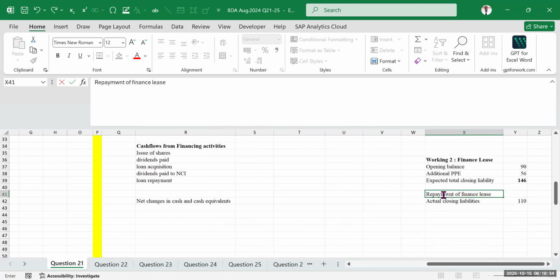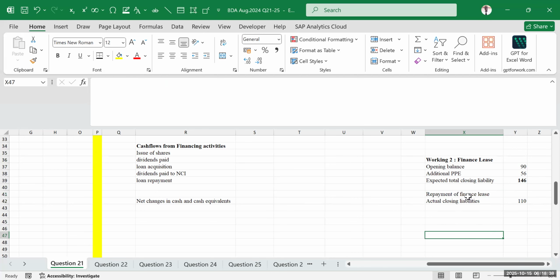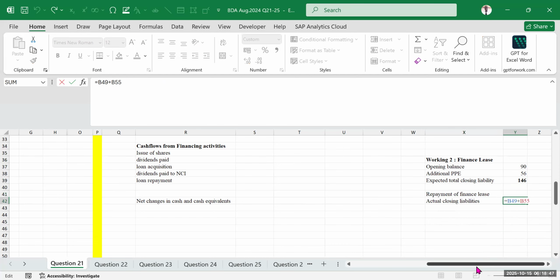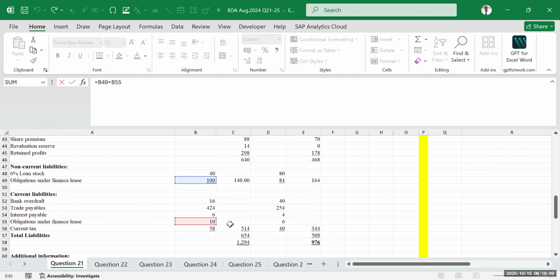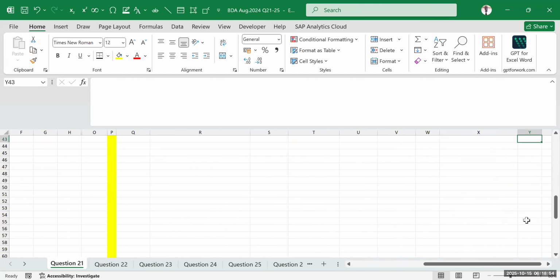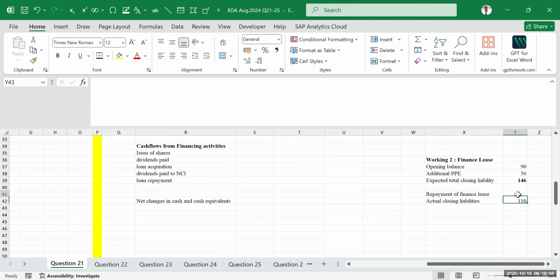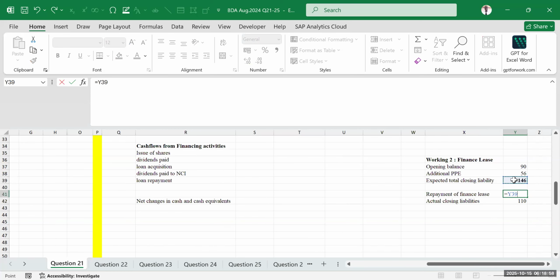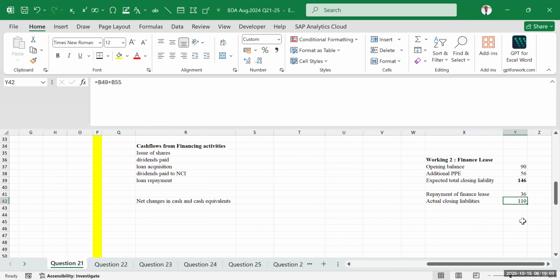Repayment of finance lease. I hope you're understanding the reasoning that we have to arrive at the repayment. We expected to pay 146 to have as a liability total outstanding. But we realized that actually in the statement of financial position that ended the year, the actual balance is this 110 only. So the difference must have been paid. And what is the difference? It is what we expected, then we compare with the actual. So that difference of 36 million was actually paid.